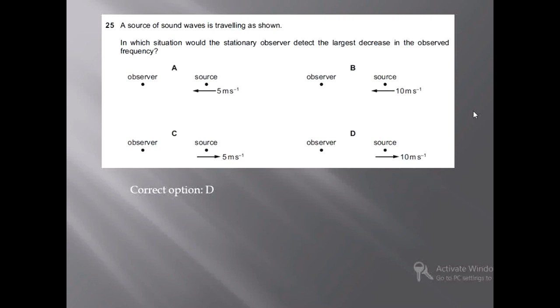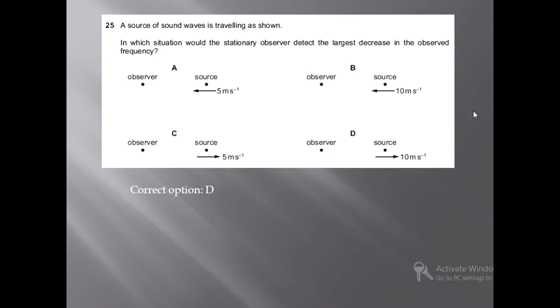Students, there will be a decrease in the observed frequency when the source moves away from the observer, and it is options C and D where the source is shown moving away from the observer. So options A and B are eliminated, because in options A and B the sources are moving towards observers, and when the source moves towards the observer there is an increase in the observed frequency. But we have to detect the situation in which there is a decrease in the observed frequency. So options A and B are eliminated.